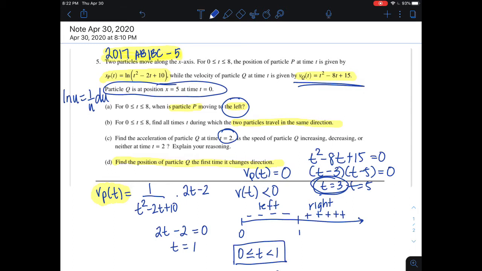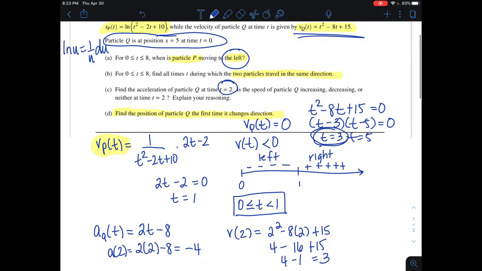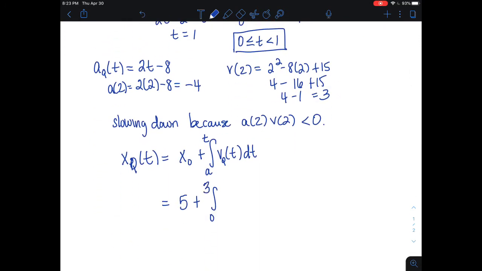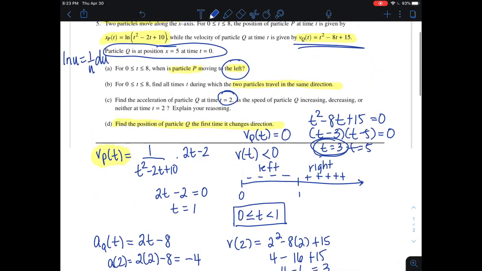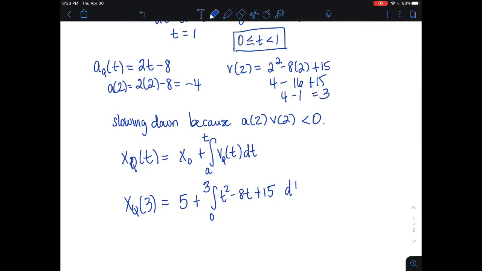They tell us that particle Q is located at position 5 when t equals 0, okay? So you're located at 5 when t equals 0. You want the final position at the time that it changes direction, so that's t equals 3. The velocity function that we're working with is t squared minus 8t plus 15, and this is going to end up giving you the position of particle Q at t equals 3.